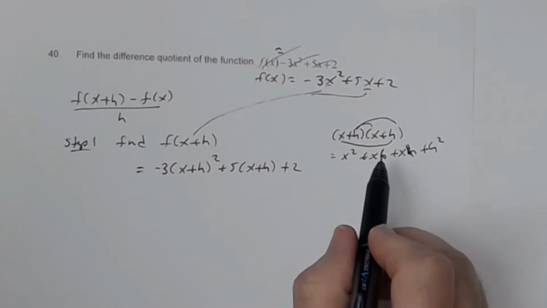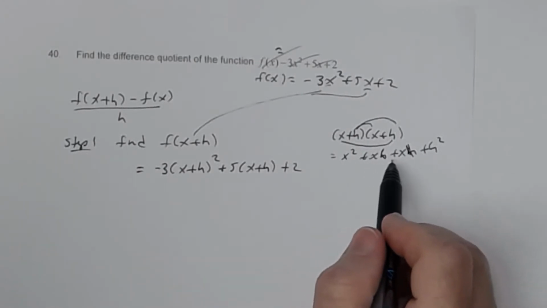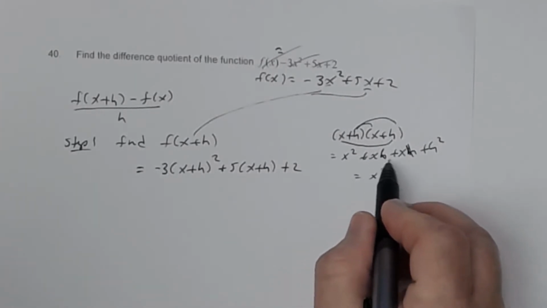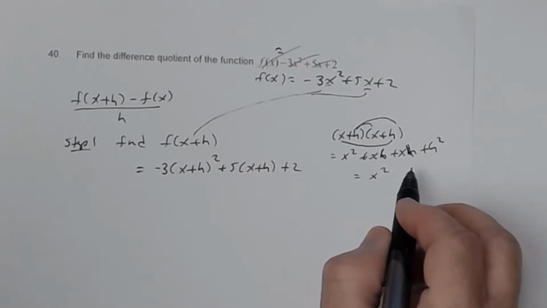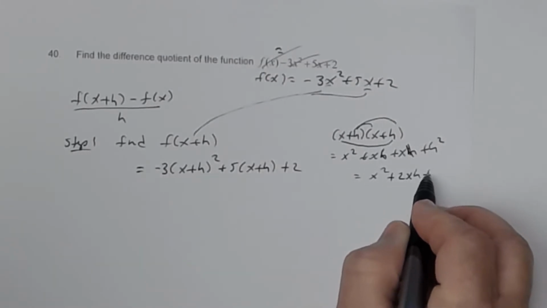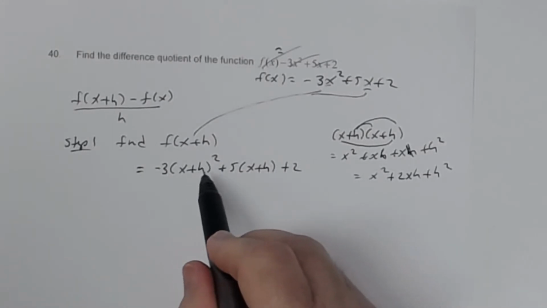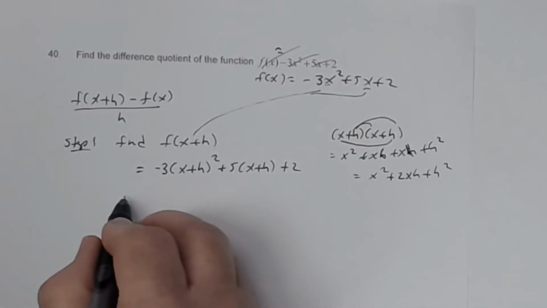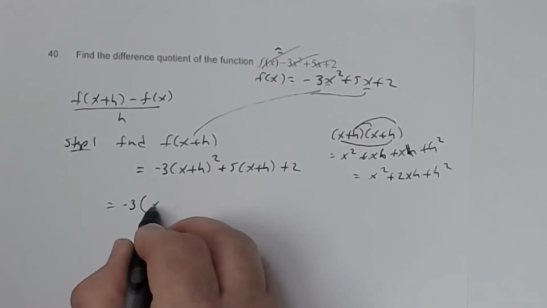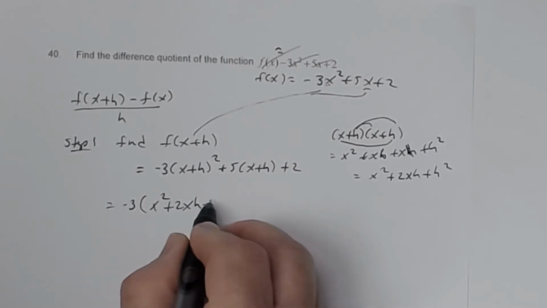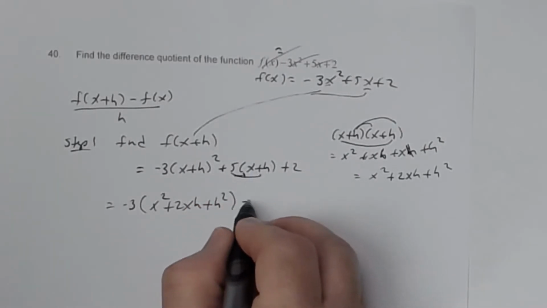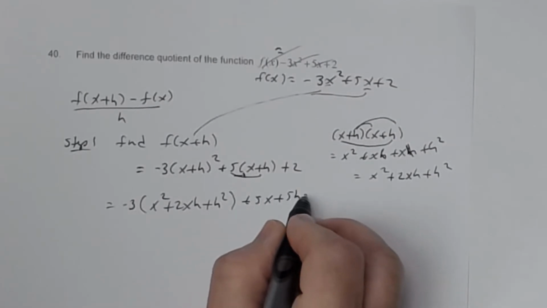Also, one of the things you learned was that when you square a binomial, the outer and the inner are exactly the same. So when you combine this, you're going to get x squared, and then there are two of these xh terms, so plus 2xh, and then plus h squared. So when you square this x plus h, you get this trinomial. So I'm going to replace this with this trinomial. So I get equals negative 3 times x squared plus 2xh plus h squared. And then I'm going to go ahead and distribute this since this is being raised to the first power. So I get 5x plus 5h, and then plus 2.